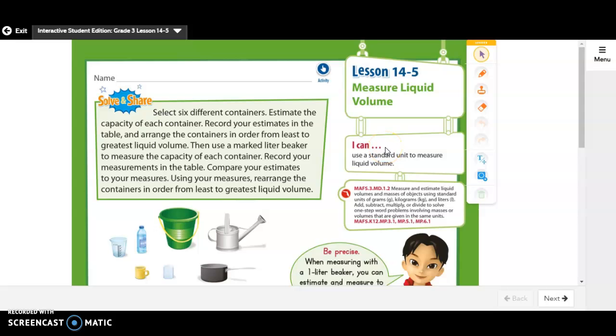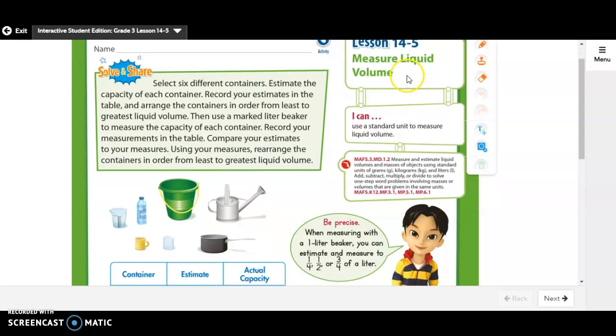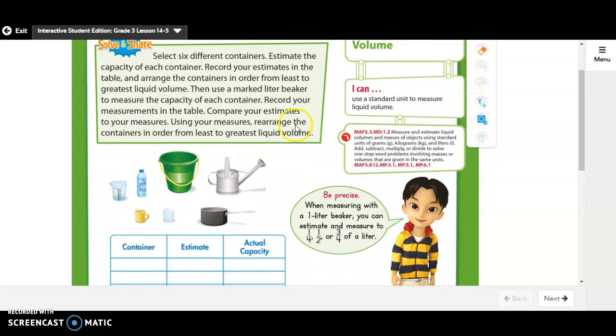Okay, so today we're going to continue to learn about volume and liquid volume. One of our first tasks here is going to use a little bit of our imagination. We're going to pick 6 of these containers and estimate the capacity of each. Remember, capacity is how much fits inside, and an estimate is a good guess.